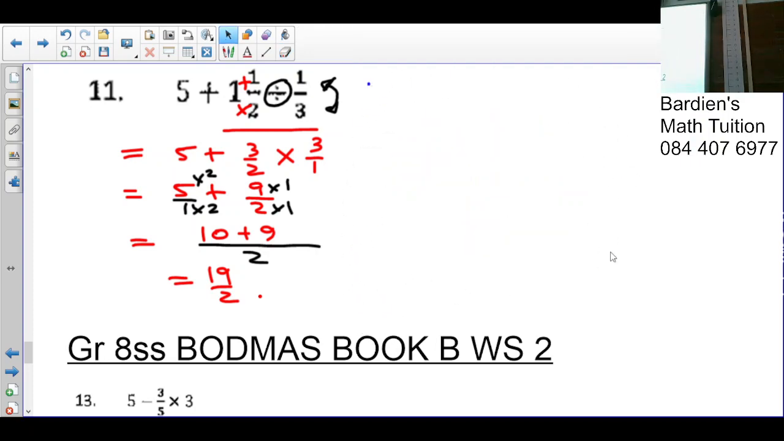Okay. So I know some people, what they do is, they find an LCM there. But according to Bodmas, you must do multiplication first.